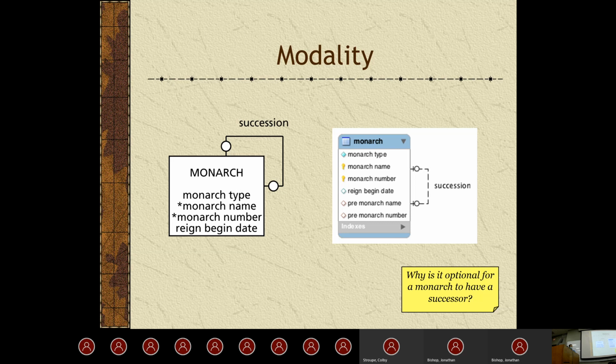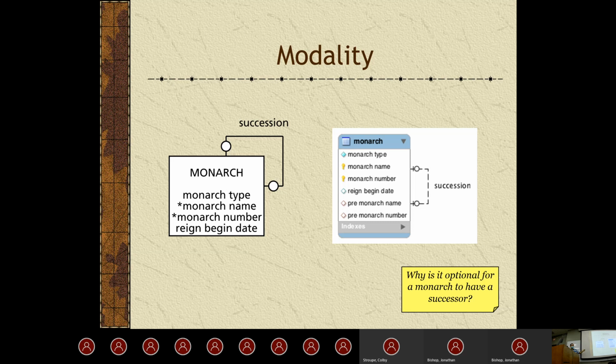So we have another recursive relationship where the monarch has a relationship with the monarch. Doesn't really seem to make a lot of sense. When you think about it, it's pretty logical. So what we see is monarch has a succession. So there's someone who comes before the monarch, and there's someone who will come after. But that's not always going to be the case.